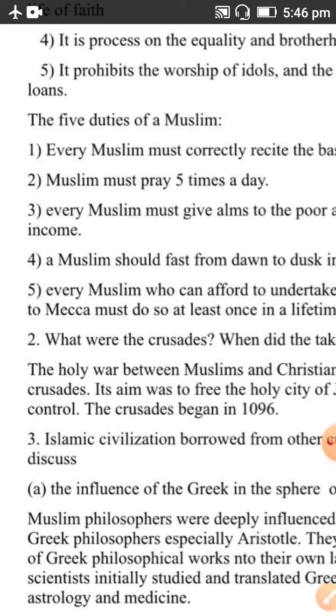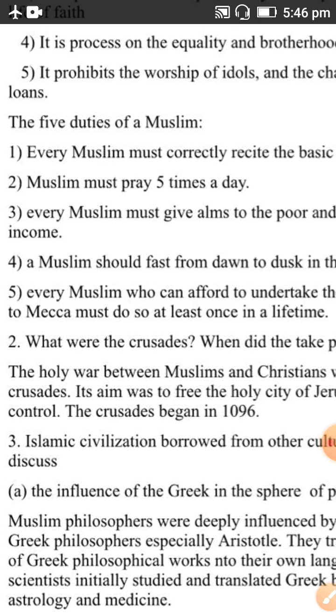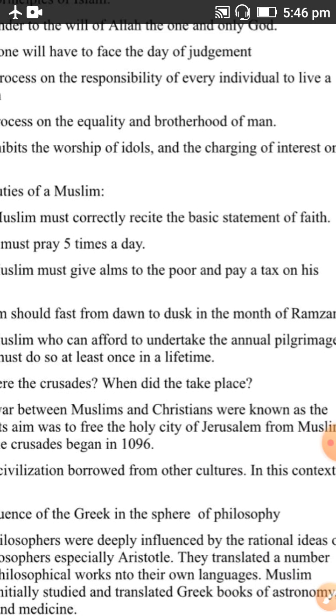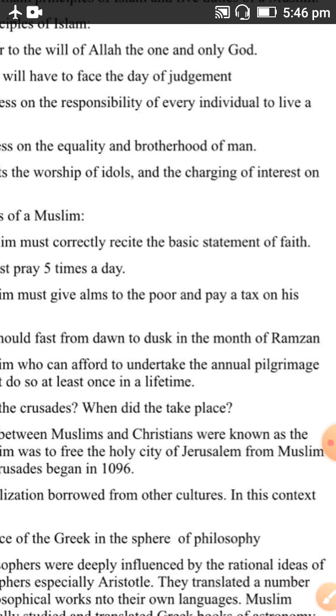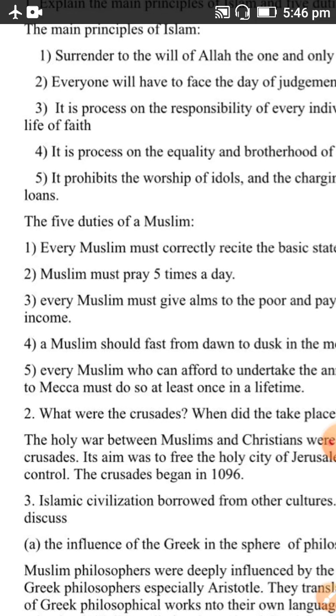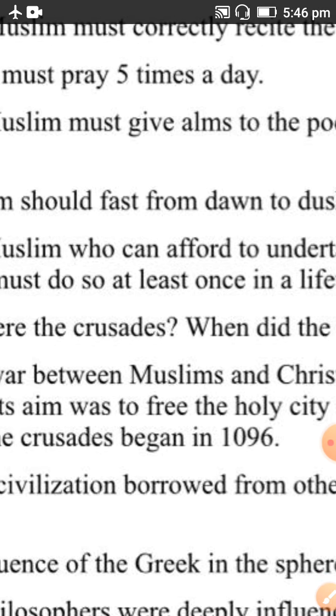What were crusades? When did they take place? So here you can see the holy war between Muslims and Christians were known as crusades. Its aim was to free the holy city of Jerusalem from Muslim control. The crusades began in 1096. Okay, this is the answer.